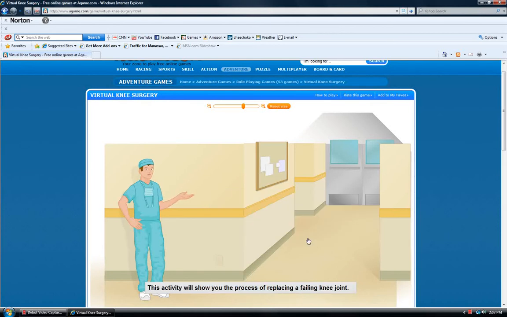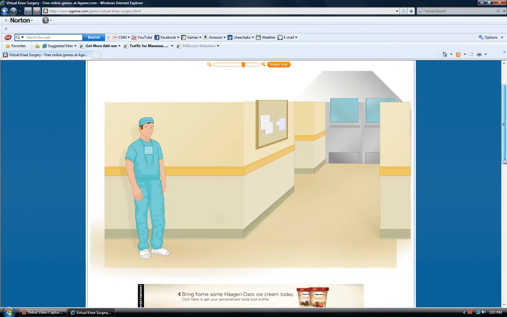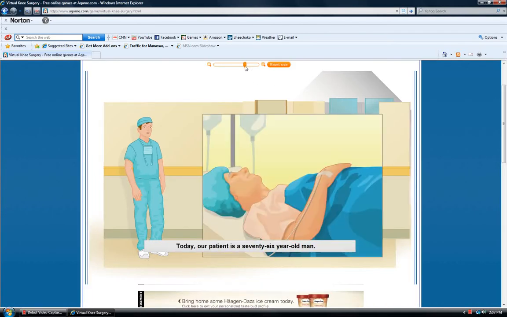This activity will show you the process of replacing a failing knee joint. Are you ready? Today, our patient is a 76-year-old man.